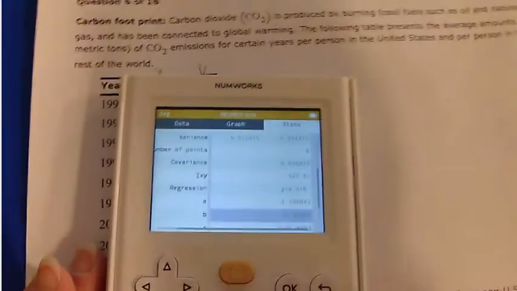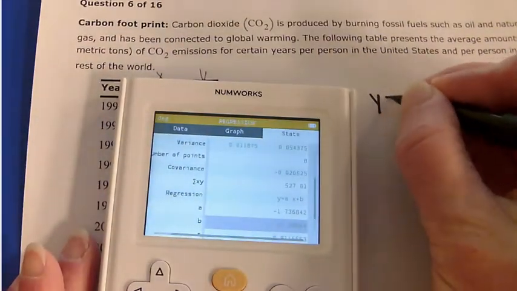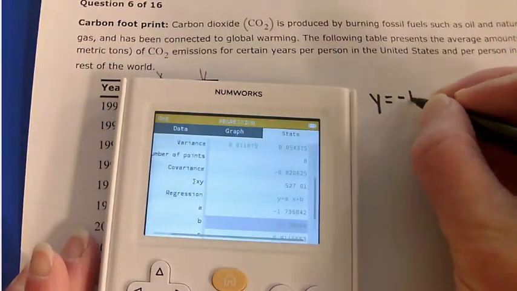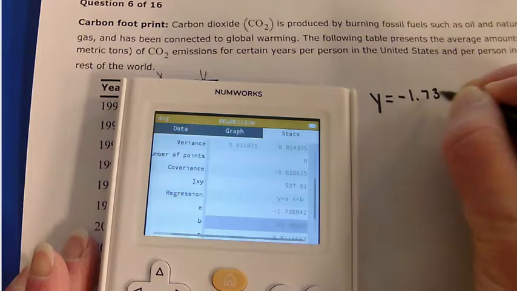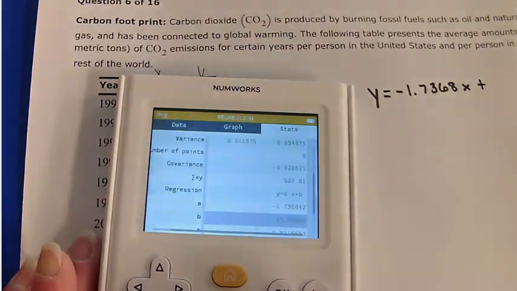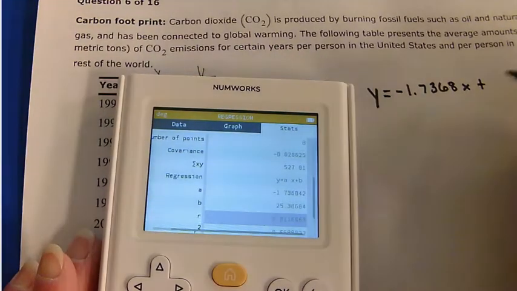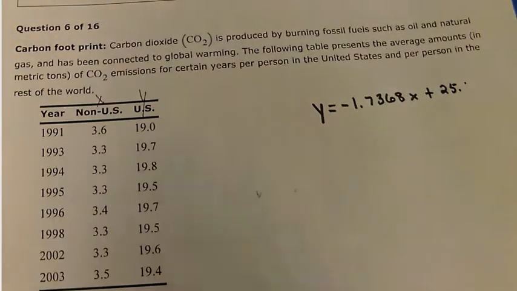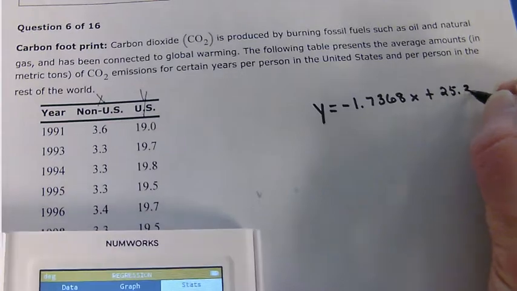and this is kind of hard to see for me. I've got to figure out how to make this bigger. Negative 1.7368 x plus 25.3868.